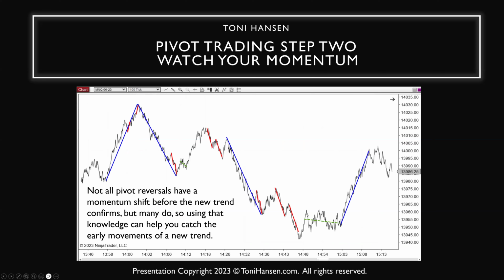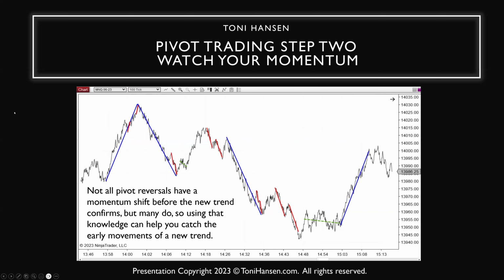So here again, shifting in the momentum. One thing to keep in mind, not all pivot reversals have a momentum shift before a new trend confirms, but a lot of them do. And that's where you can increase your probability and increase your confidence that you are taking something that you have a higher probability of success.